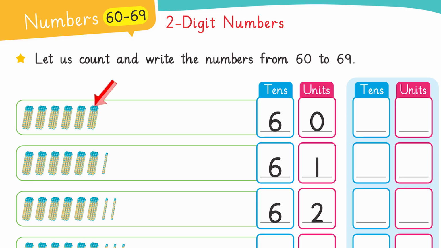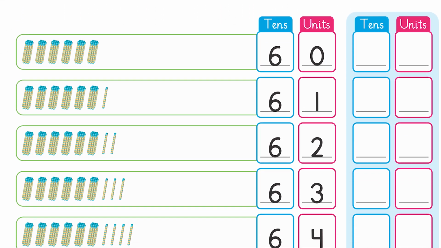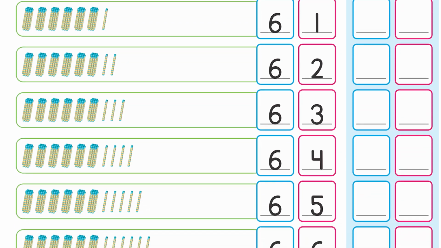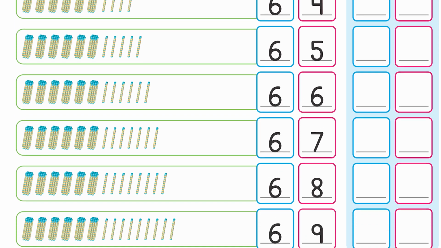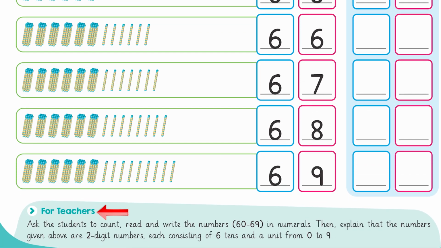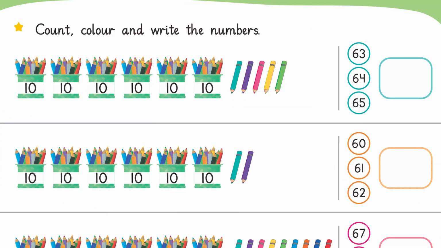So in the numbers from 60 to 69, we have 6 tens and units from 0 to 9. You have to do the counting and write from 60 till 69. Dear teachers, ask the students to count, read and write the numbers from 60 to 69 in numerals. Then explain that numbers given above are two-digit numbers, each consisting of 6 tens and a unit from 0 to 9. And the second question says, count, color and write the numbers.